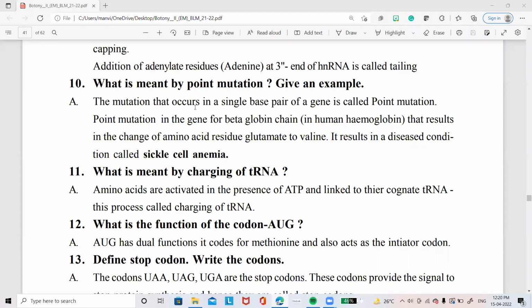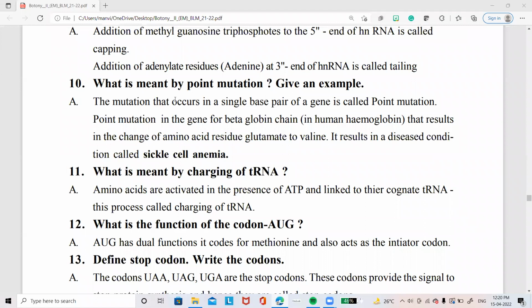The mutation that occurs in a single base pair of a gene is called point mutation. Point mutation in the gene for the beta globin chain in human hemoglobin results in the change of amino acid residue glutamate to valine. It results in a diseased condition called sickle cell anemia.